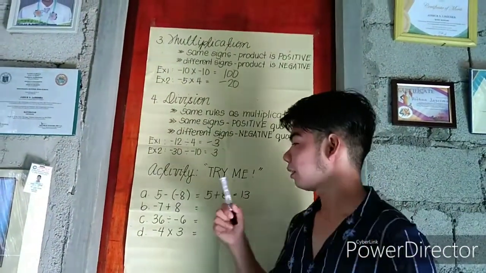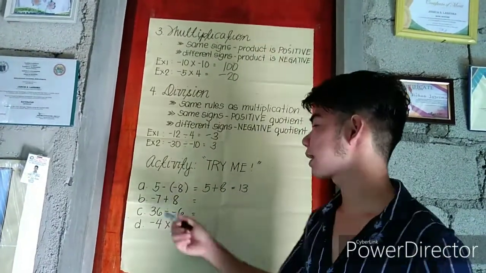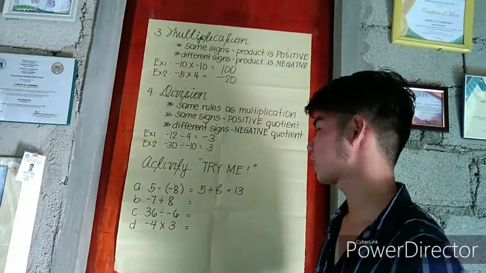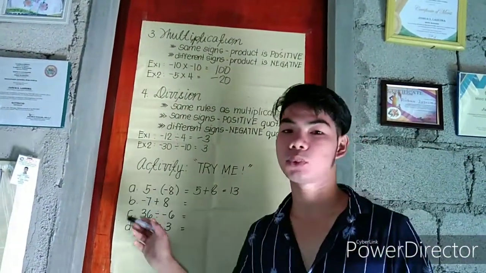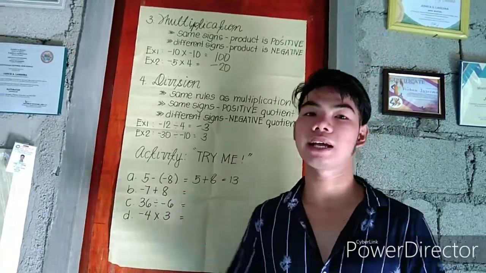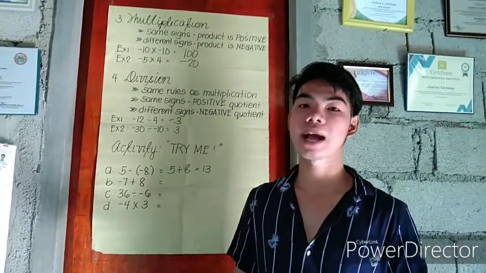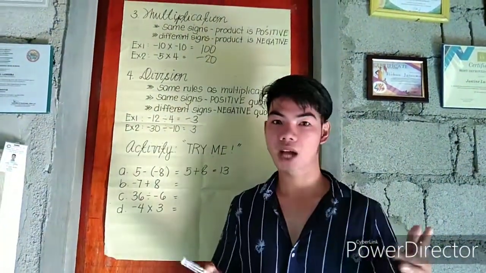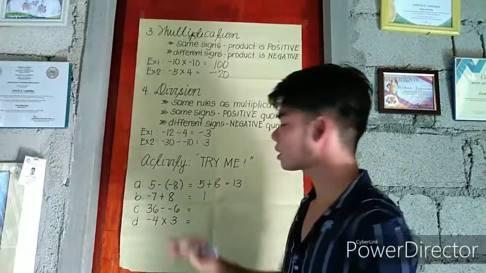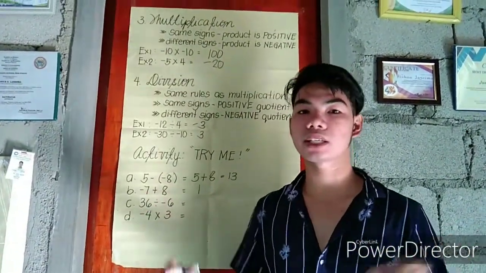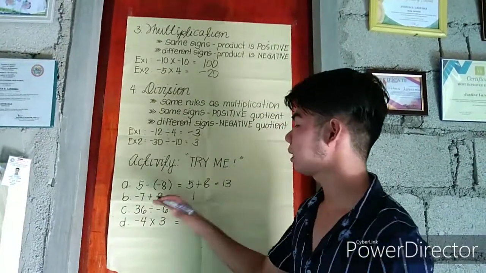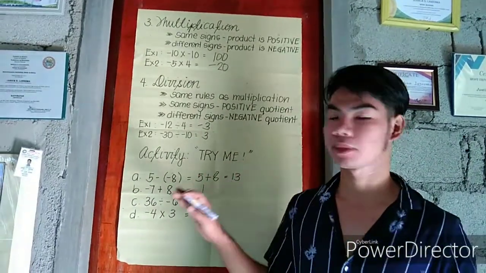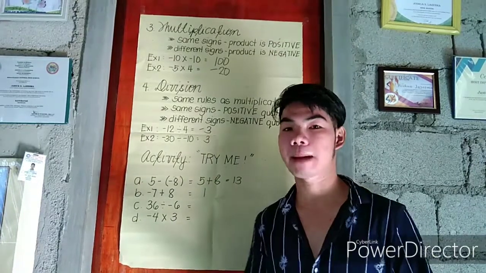In letter B, the equation is negative 7 plus 8. That is addition, so the rule that we're going to use is the rule in addition, of course. Now, they are different signs. We do have negative, we do have positive. Ang gagamitin nating rule is yung sinusubtract ang kanilang absolute values. 8 minus 7 gives you 1. So what is the sign that we're going to use? The sign of the higher number. So alin dyan ang mas malaki? Of course, 8. So the sign is positive, and the final answer here is positive 1.